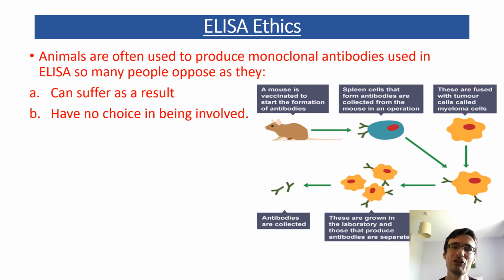it is obviously an ethical issue, and that is because at the end of the day, we have to use animals. We have to, at the moment, to produce these monoclonal antibodies, and this is not always as straightforward as it might seem. The animals could suffer as a result of being involved, or do suffer, because obviously the mouse has been injected with all sorts to make the monoclonal antibodies, and they have no choice of being involved as well.